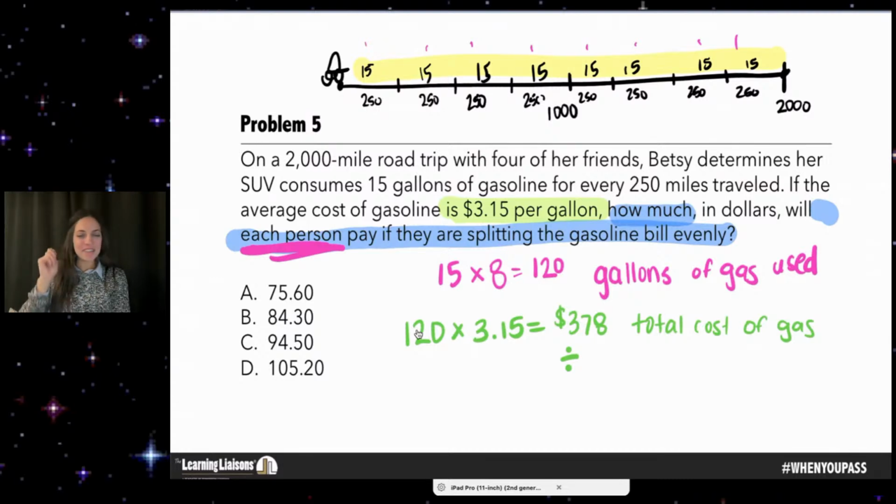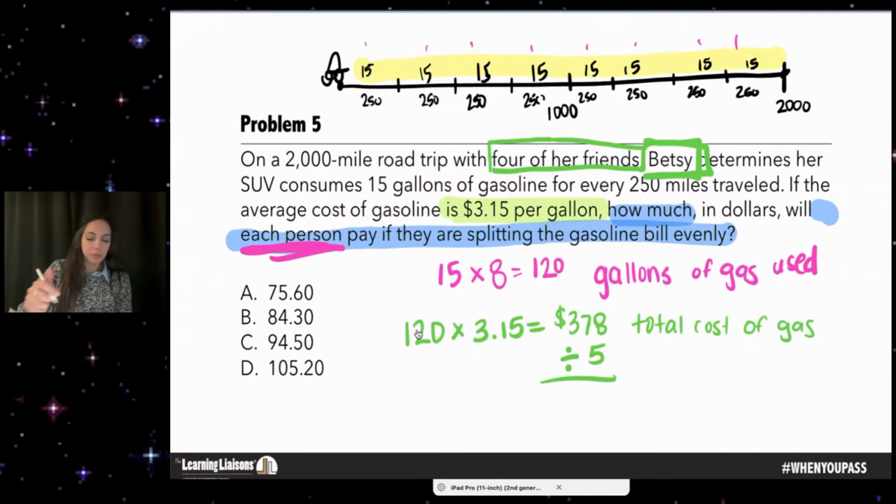Yes, divided by 5. The trick here is that it says 4 of her friends, but we are not dividing by 4 because Betsy is on this road trip too. And so if they are on the road trip together, Betsy's going to pay for some gas too. So we need to divide it by 5, which equals $75.60, which is A.